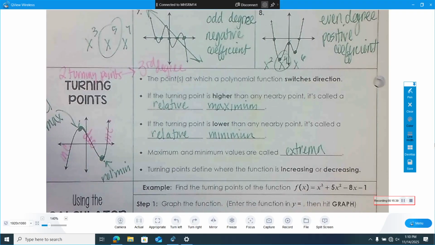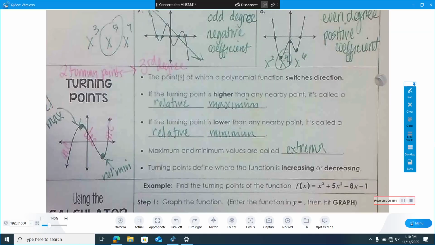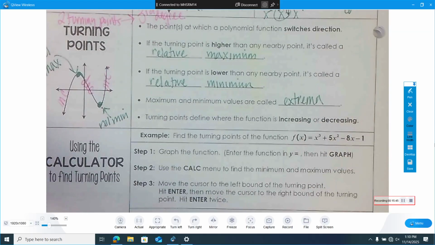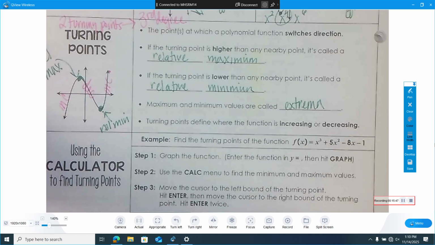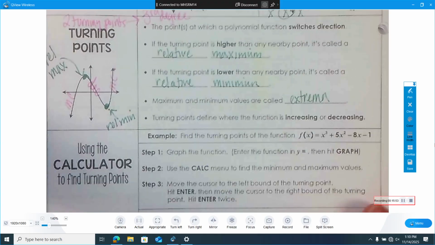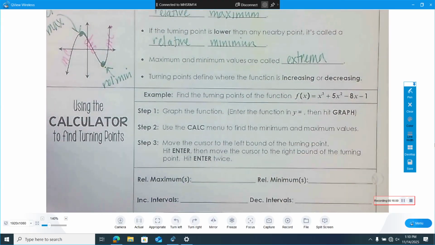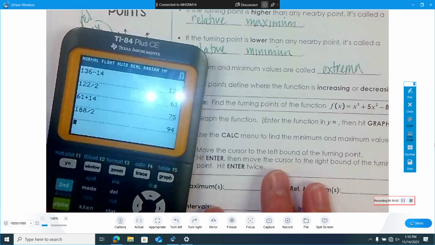Do I want to do this? I don't really want to do it. Well, we might as well. All right. So using the calculator. I think most of you already know how to use the calculator for this stuff. It is a required knowledge. We want to find the turning points for this function in the calculator.